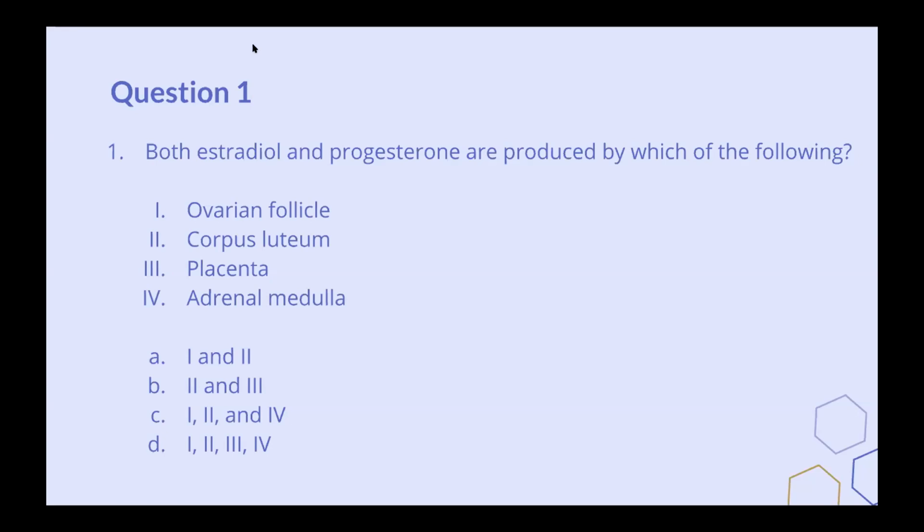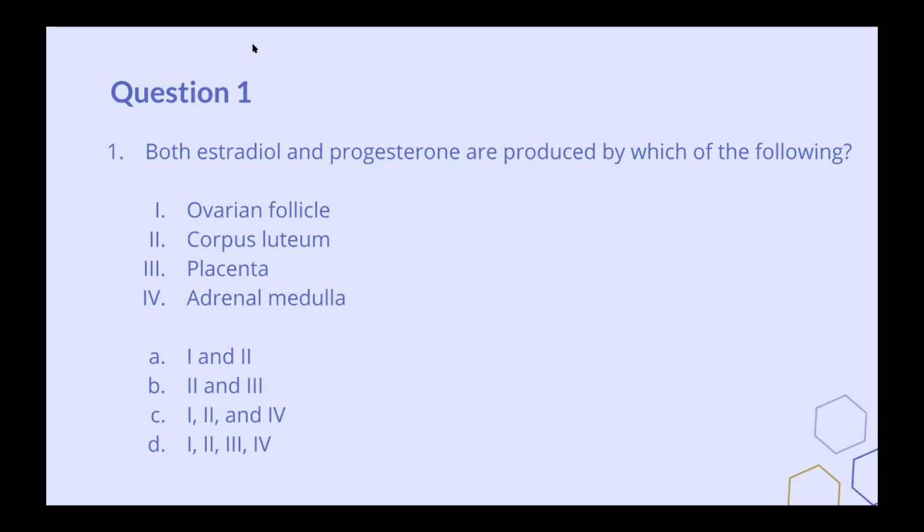Yeah. So along with reading the passage, you also have to be familiar with these structures and your hormones. I've stressed this in previous sessions that you absolutely need to know your hormones, like where they're produced and what their functions are. So the ovarian follicle only produces estradiol. So automatically A, C, and D are out, and B is your answer.